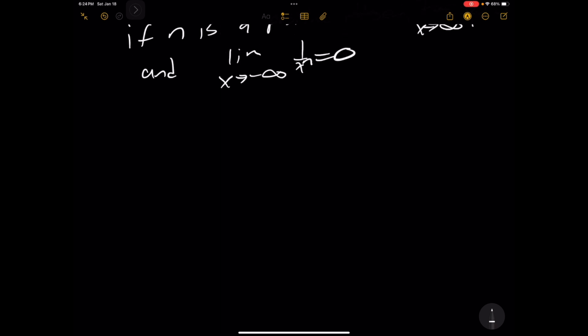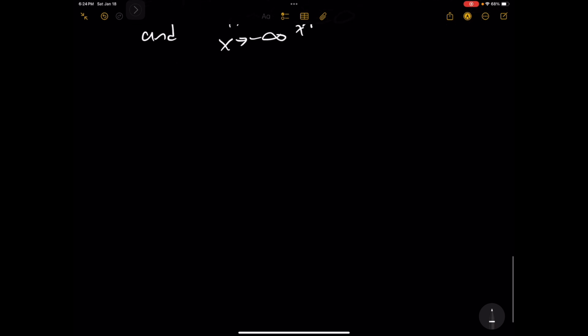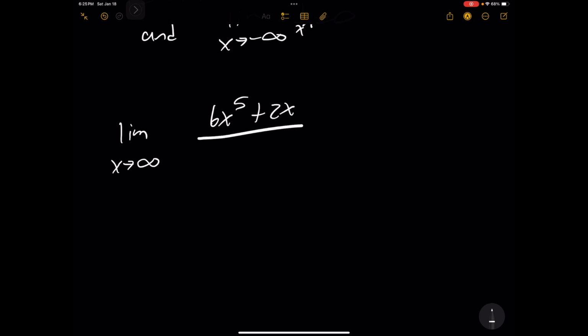Now let's look at some examples where the limit as x goes to infinity or negative infinity might actually not even be infinity, 0, or negative infinity. It might not be a trivial answer. And let's look at the function, the limit as x goes to infinity of 6x to the 5th plus 2x over 3x to the 5th plus 4x squared plus 18.